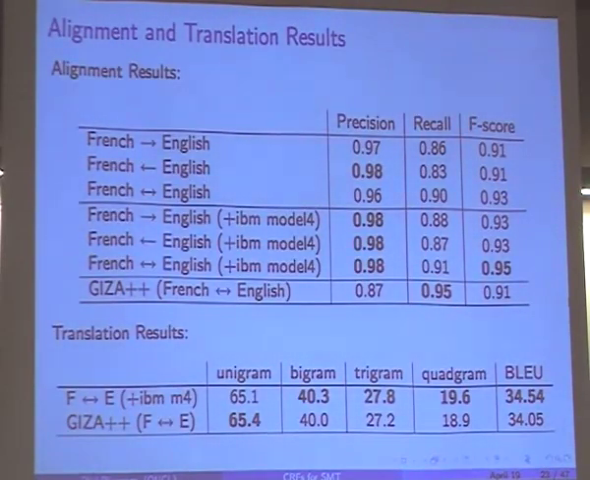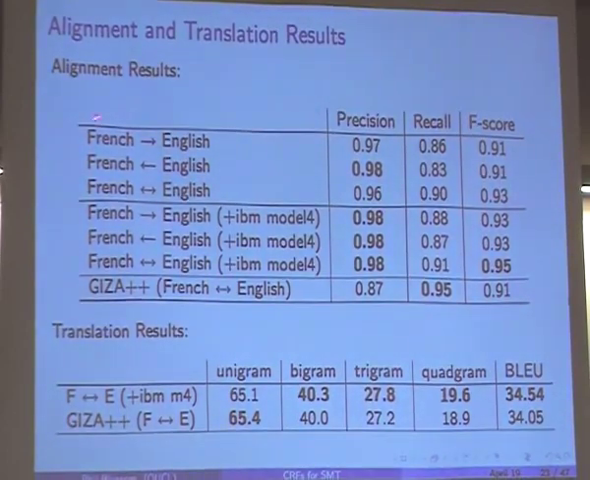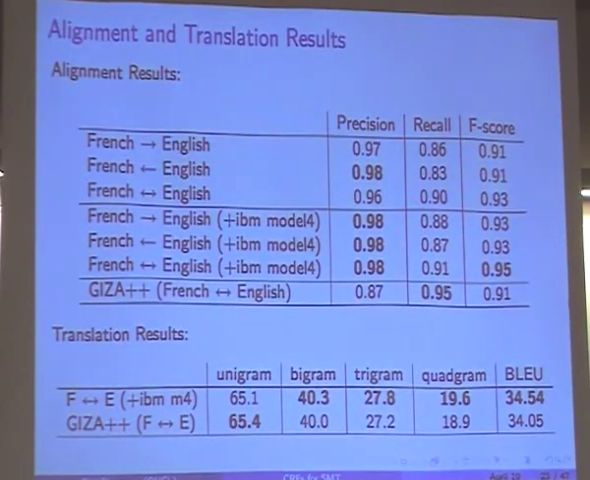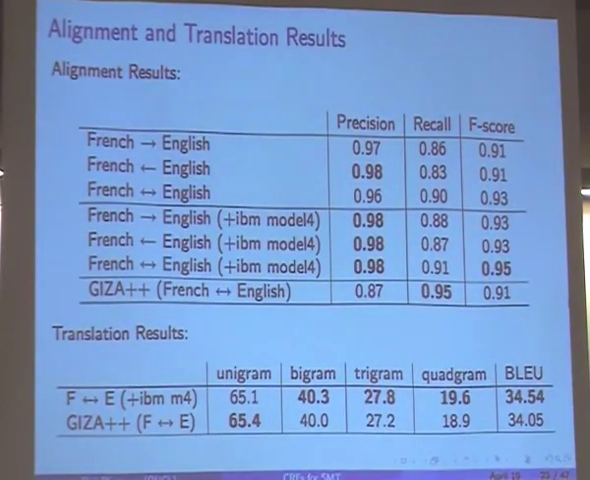So if we look at some final results, on the top here we have the different directions. We can go from French to English or English to French, or we can go both directions symmetrized, which is where we get our best overall F score here. This is using a standard set of features which don't use the Giza IBM model. We can do the same, but use the existing IBM model for alignments as features in our model. And then we do slightly better.